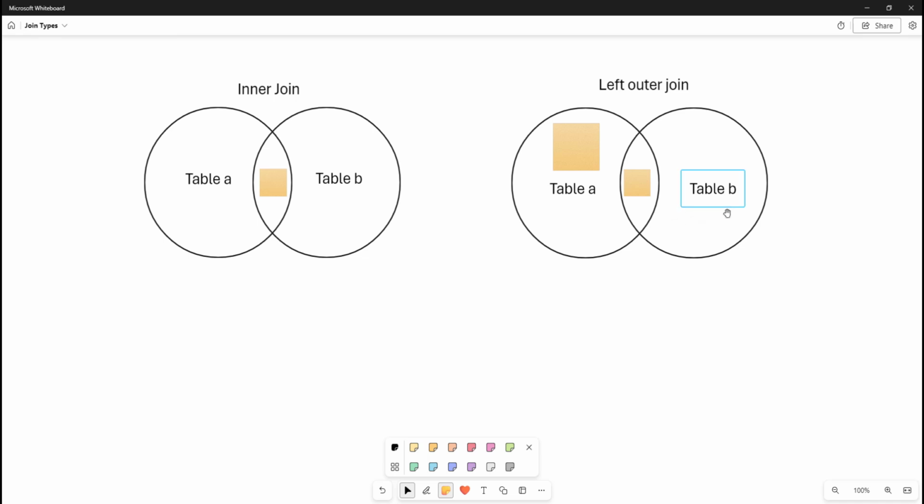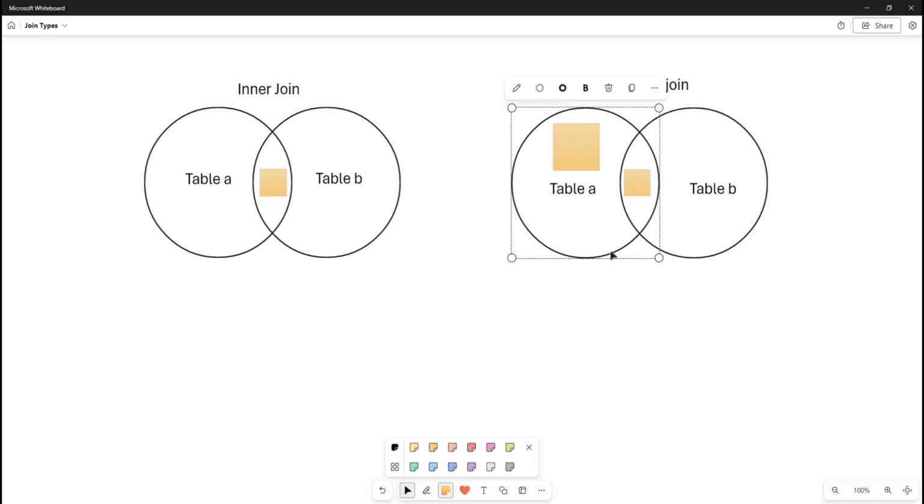If there are corresponding records in table B, then it would bring back the corresponding records. So we get the records that are in table A and the ones that happen to match table B. But what it won't do is bring back records that are in table B but not in A.